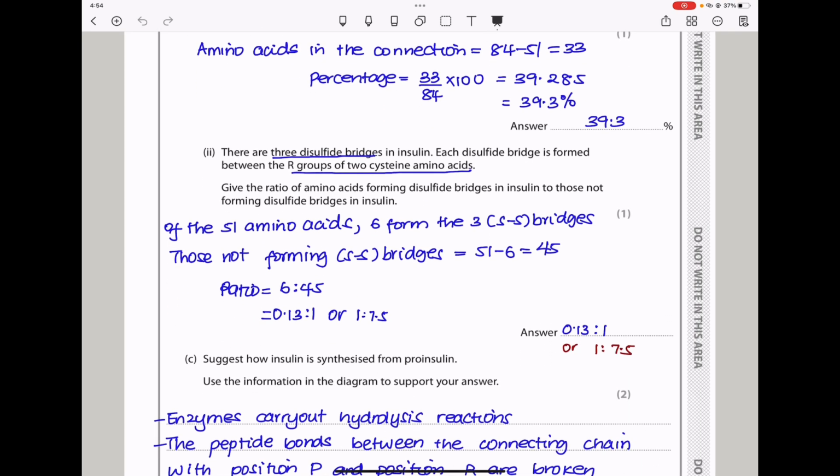Next they say there are 3 disulfide bridges in insulin. Each disulfide bridge is formed between the R groups of 2 cysteine amino acids. Give the ratio of amino acids forming disulfide bridges in insulin to those not forming disulfide bridges in insulin. Since disulfide bridges are formed between 2 amino acids, and there are 3 disulfide bridges, it means 6 amino acids are forming the total of 3 disulfide bridges. So of the 51 amino acids, 6 of them are forming the disulfide bridges, and 51 minus 6 gives us 45 that are not forming. So the ratio is going to be 6 to 45, which is 0.13 to 1, or you could say 1 to 7.5.